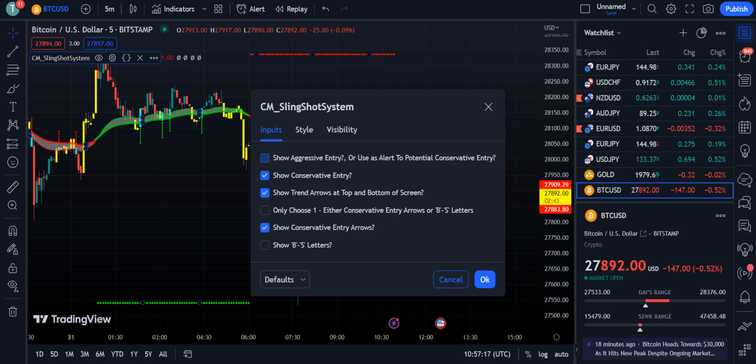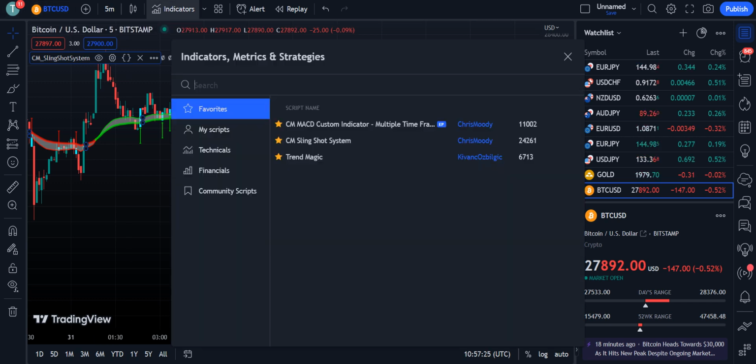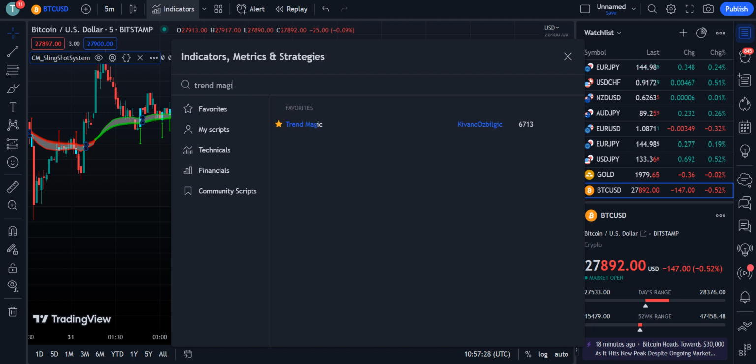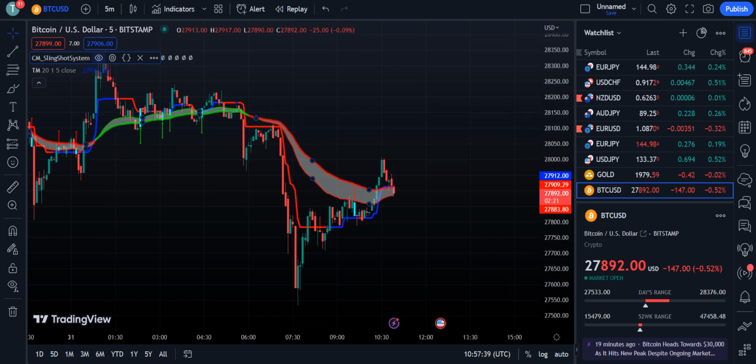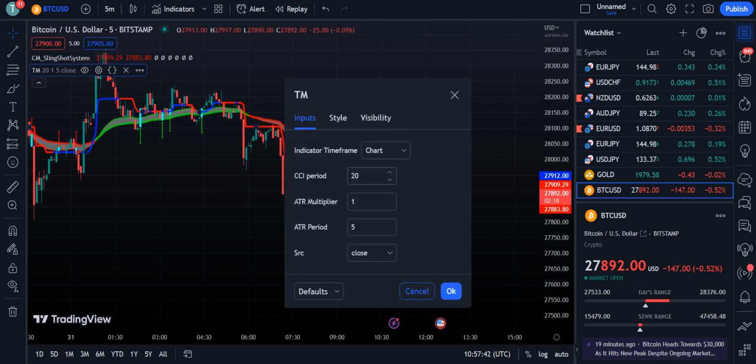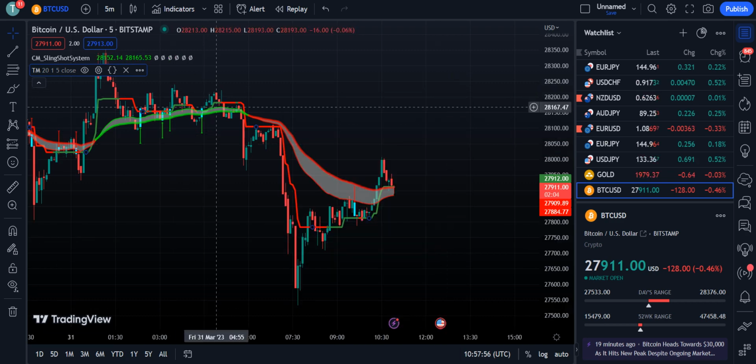Into the settings, we have to uncheck the first and third option, and that's all. Click OK. And now we will go into the indicators again, and we are going to add Trend Magic. This is by Kivanc Ozbilgic. 6,713 traders are using this indicator. You have to click again and it will be applied on your chart. Now you will go into the settings of the Trend Magic indicator. From here you have to change color zero, and I will be choosing the green color for this, and click OK.